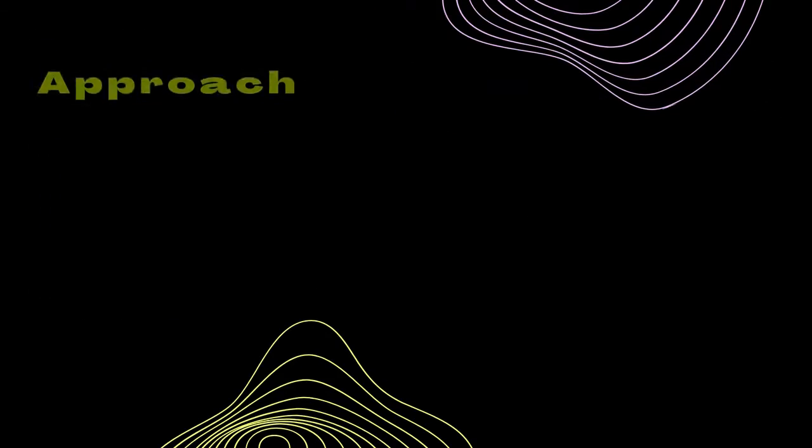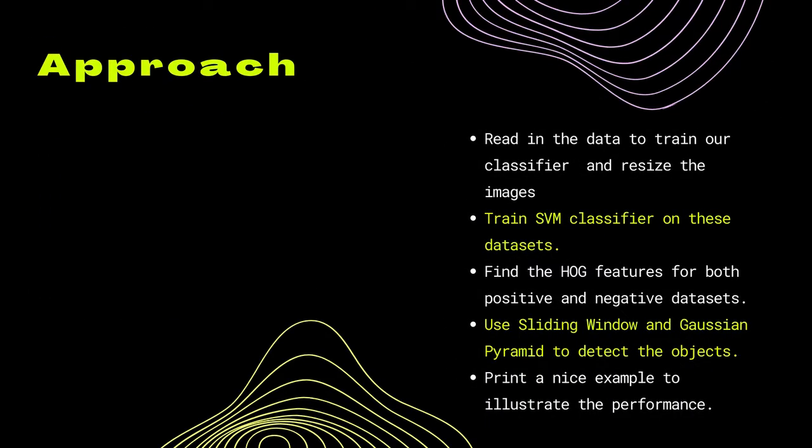The computational approach follows the following points. First, we need to read in the data to pre-process it and train our classifier. The classifier we're going to use is a support vector machine. We're going to find HOG pictures for our dataset, and we're also using a sliding window and a Gaussian pyramid to detect the objects of interest. And of course, we are going to print very nice examples to see how this works.